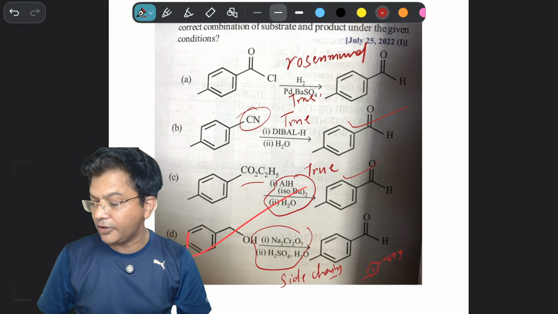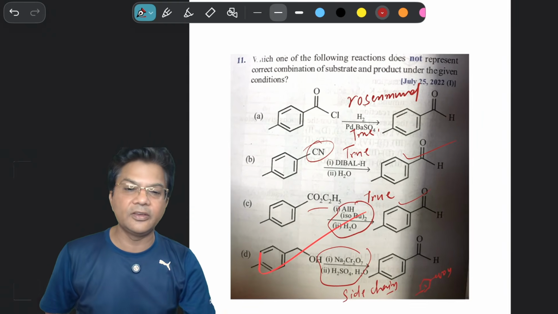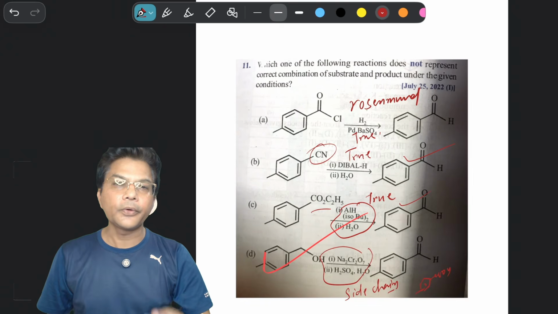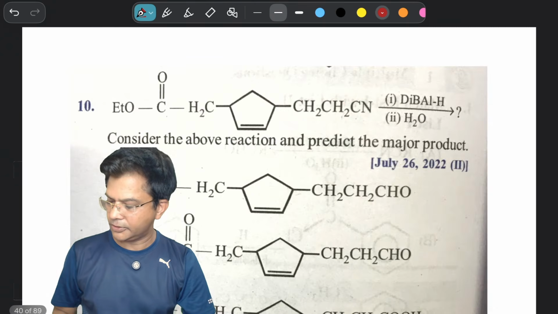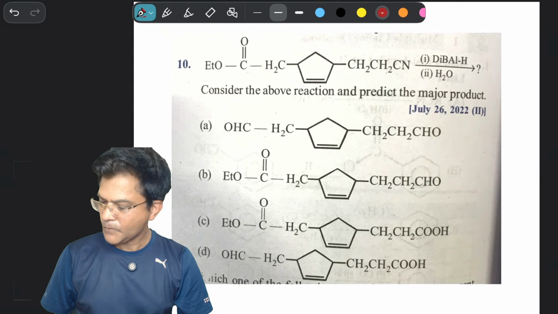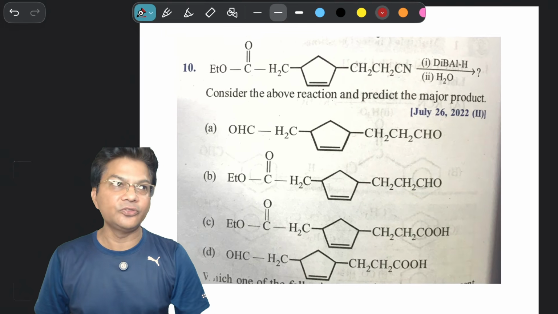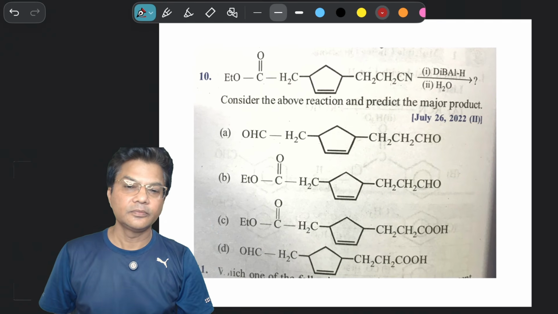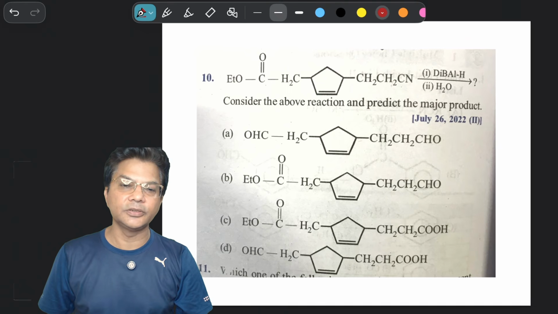So very, very good question. I would like to say it's the best use of NCERT, my dear students. Wow, great question. Really great question. Full marks from our side. Next question. See how many times they are asking DIBAL-H. That is very, very important. So I hope that you must have seen the question.